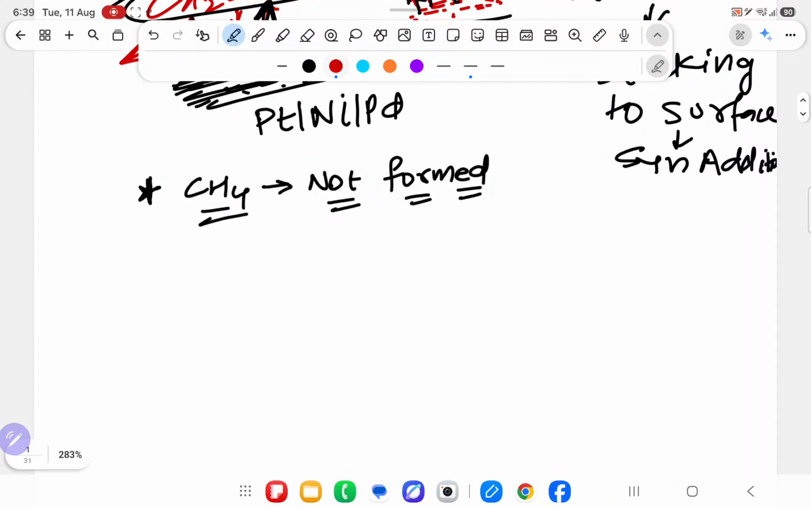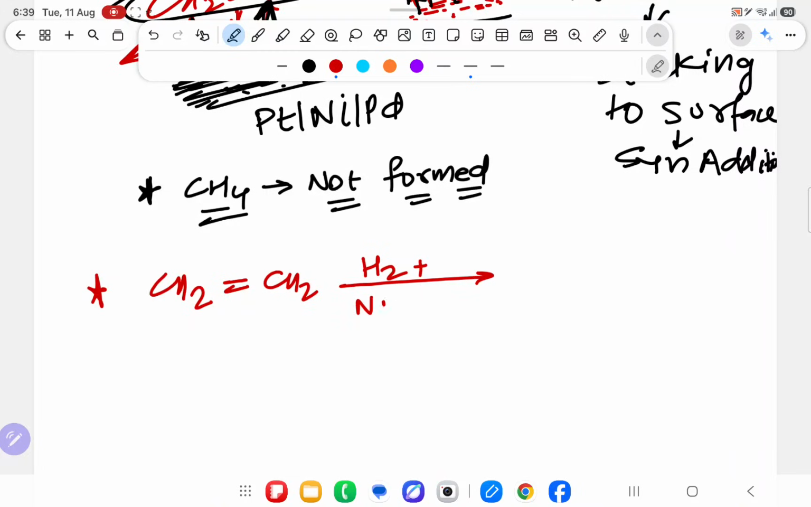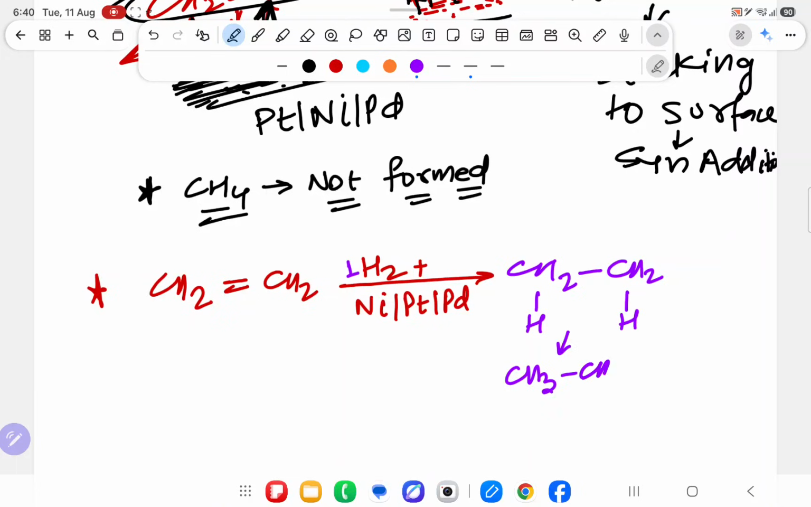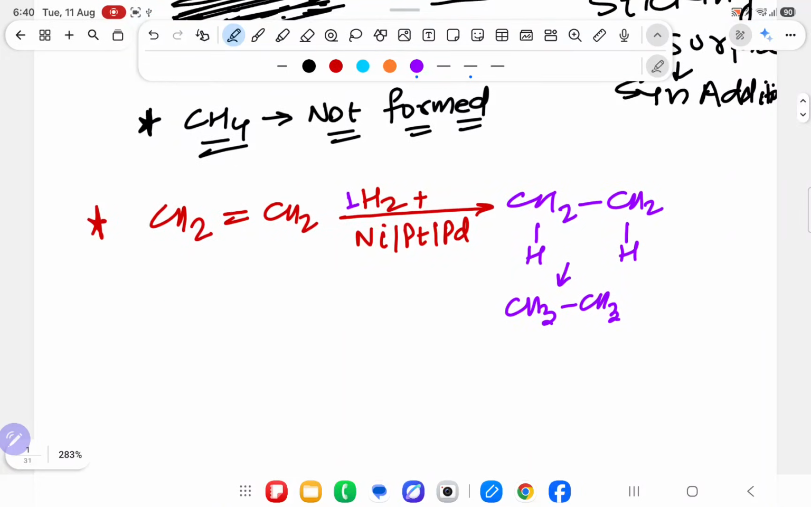Now see what I am going to do. First I will take CH2 double bond CH2, and now I will react this with H2 in the presence of nickel, platinum or palladium catalyst. How many moles of H2 do I have to take? Only 1 mole, because 1 mole of H2 will give 2 hydrogens, and we need only 2 hydrogens. So what you will get? CH2 single bond CH2, 1 hydrogen comes here, 1 hydrogen comes here. This can also be written as CH3-CH3. This is known as the hydrogenation process.